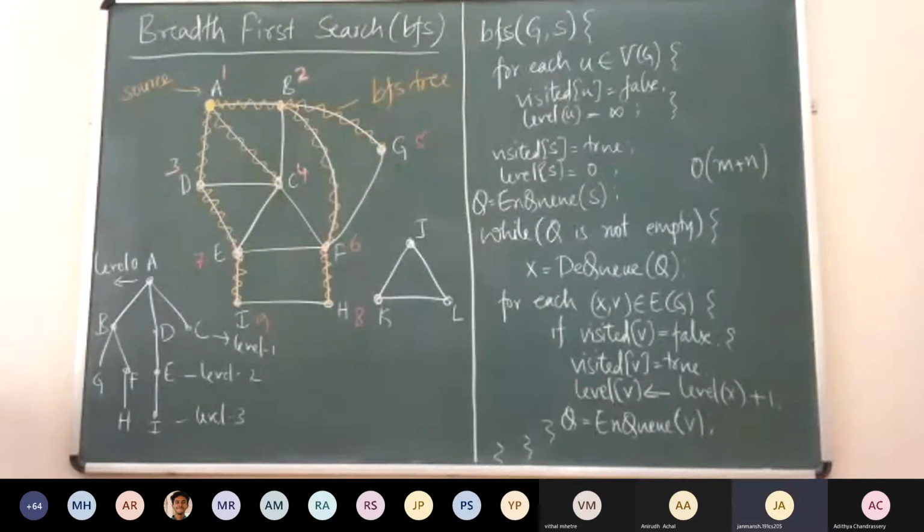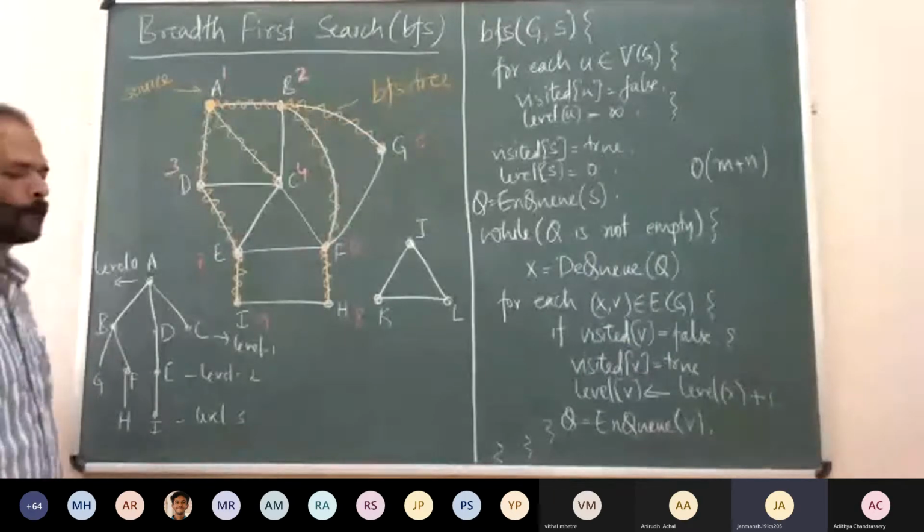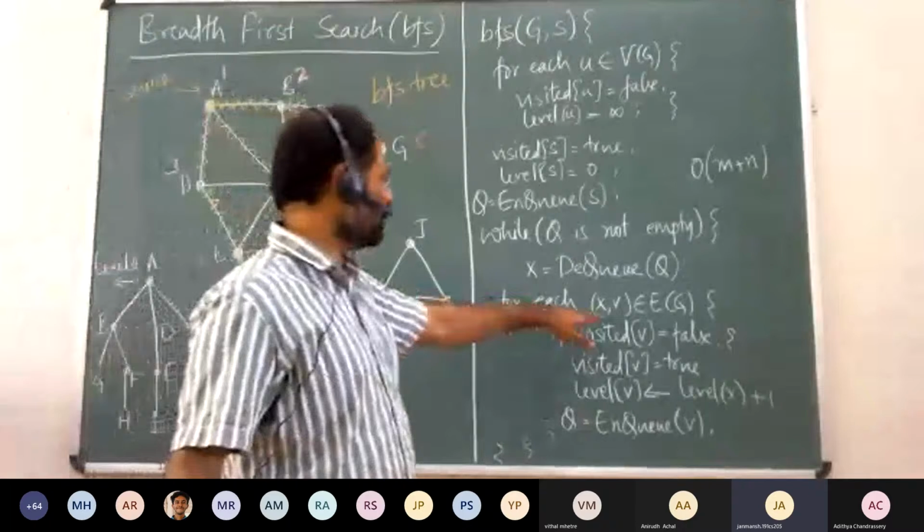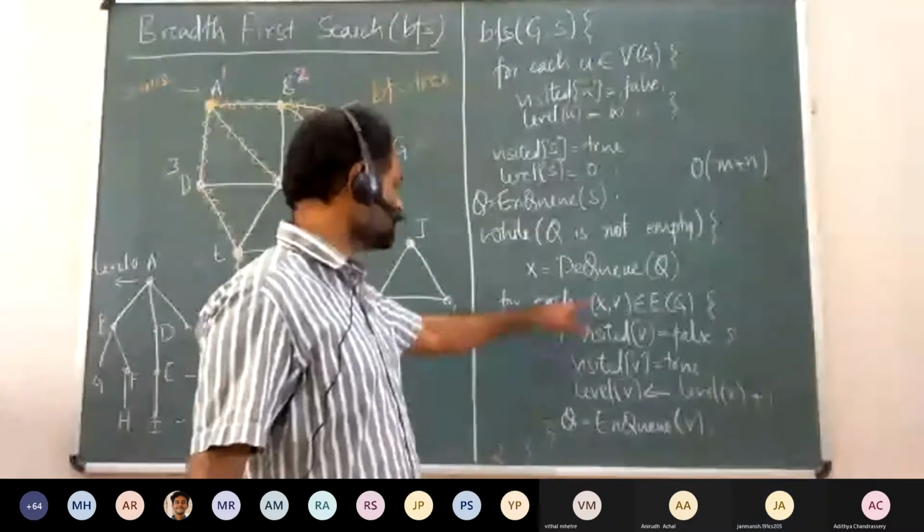But in the while loop, sir, won't it be n into m then? Because we are iterating every edge for each vertex. So it will be n into m, right, sir? So for each edge, how many times will this be executed?